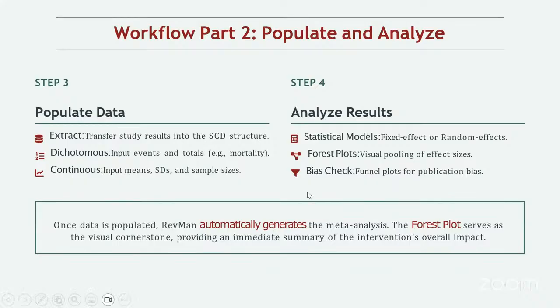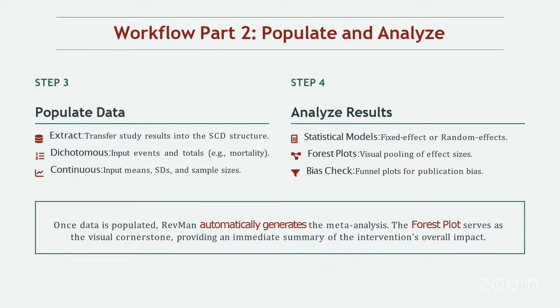In workflow part 2, populate and analyze. Once planning is done, you move to data entry and analysis. Okay, so first we transfer the results into the study-centric structure, as we said earlier. For example, for dichotomous outcomes, where we have yes or no, or male and female, we enter numbers of events and the total participants. Whereas when we have continuous outcomes, we enter the means, the standard deviations, and sample sizes for all the studies. The next step is analyzing the results.